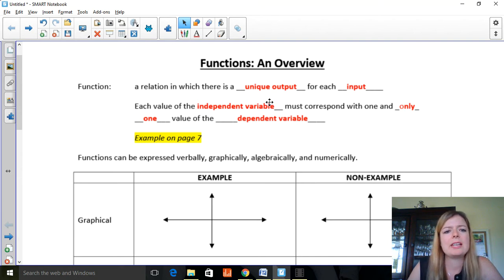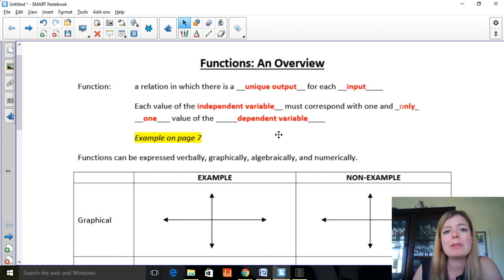So a function is a relation where there is a unique output for each input. So when you put something into the function, you only have one possibility of what can come out. Each value of the independent variable must correspond with one and only one value of the dependent variable. So when you put in an x, you should only get out one y. Now, that doesn't mean that the same y won't happen more than once, okay?